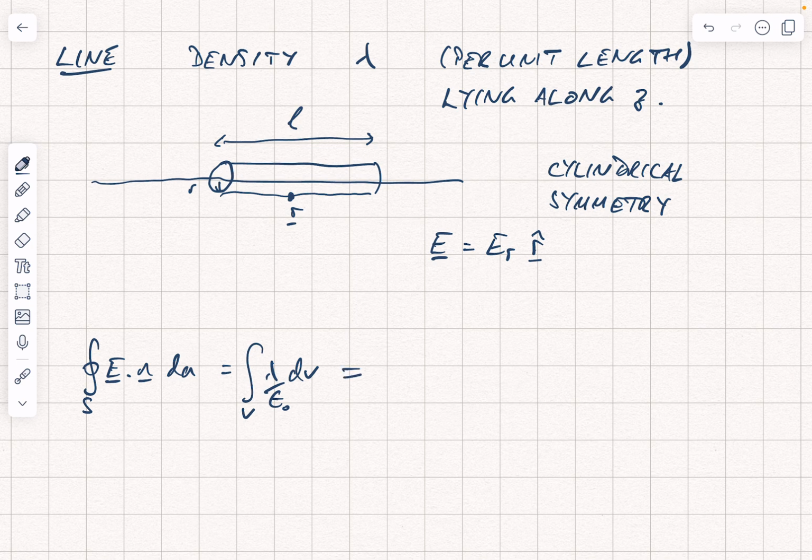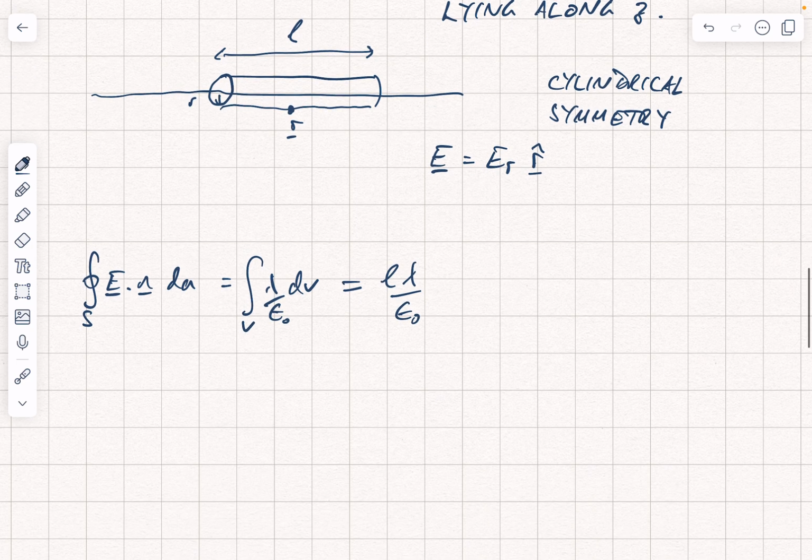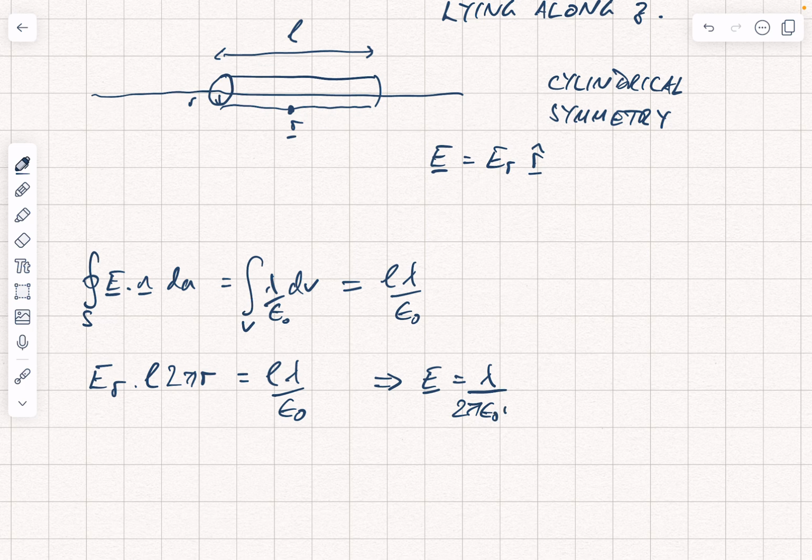So on the right hand side of our integral we have L times lambda over epsilon naught, because lambda is a line density, so it's only the length of the cylinder that matters. When we consider the surface of the cylinder, the two end caps don't matter. So what we have is ER multiplied by the surface area of the cylinder, which is L times 2 pi little r, and that must equal L times lambda over epsilon naught, and therefore we have the standard result that the electric field is equal to lambda over 2 pi epsilon naught r in the radial direction.